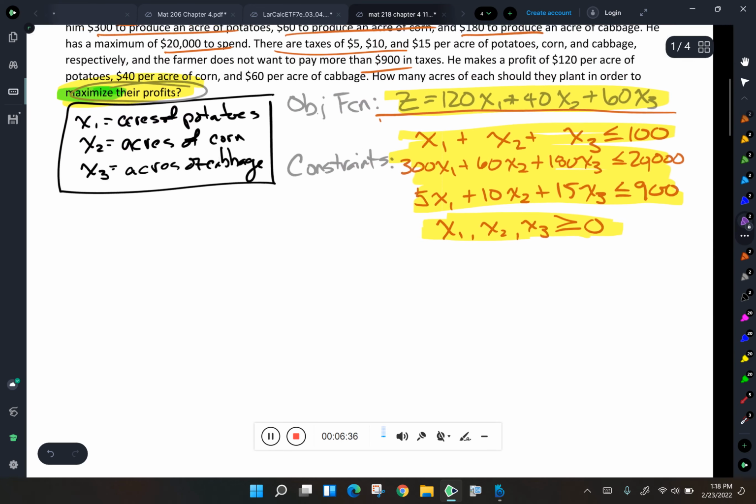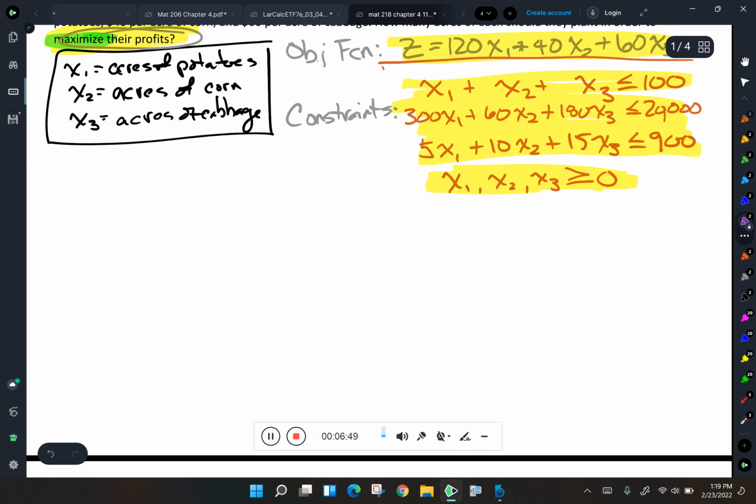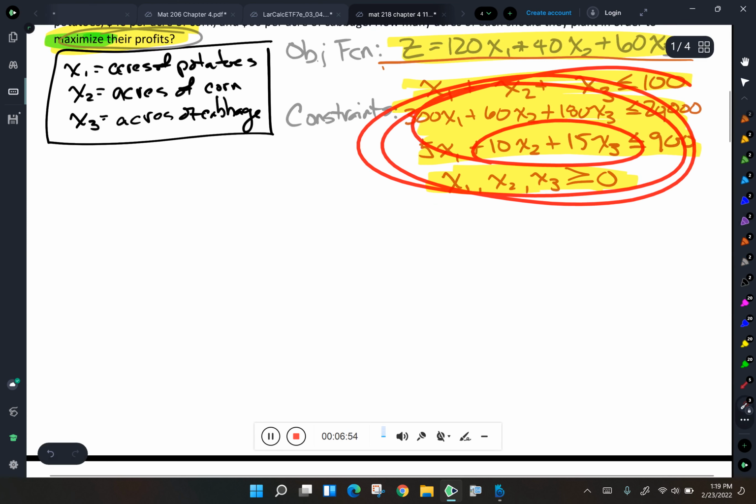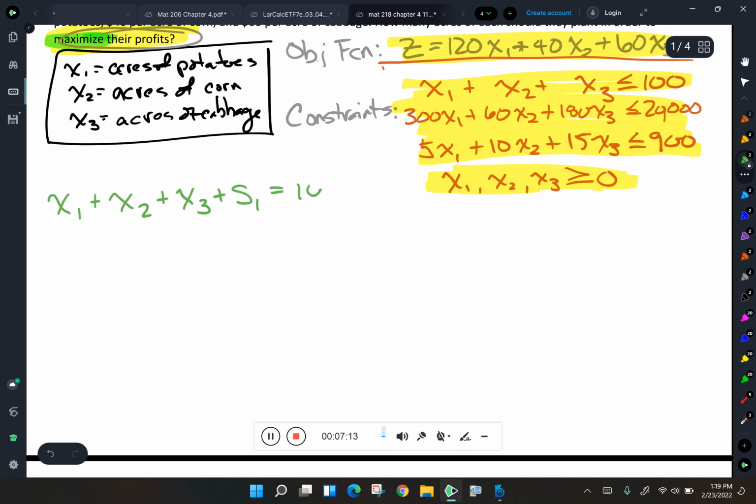So now that I've got my constraints, I'm going to rewrite this in the form I need in order to do something called the simplex method. The first step in rewriting this as a simplex problem is to change all of these inequalities into equals. We're going to change them into equality statements. So that first inequality is going to turn into this: x sub 1 plus x sub 2 plus x sub 3 plus s sub 1 is equal to 100.